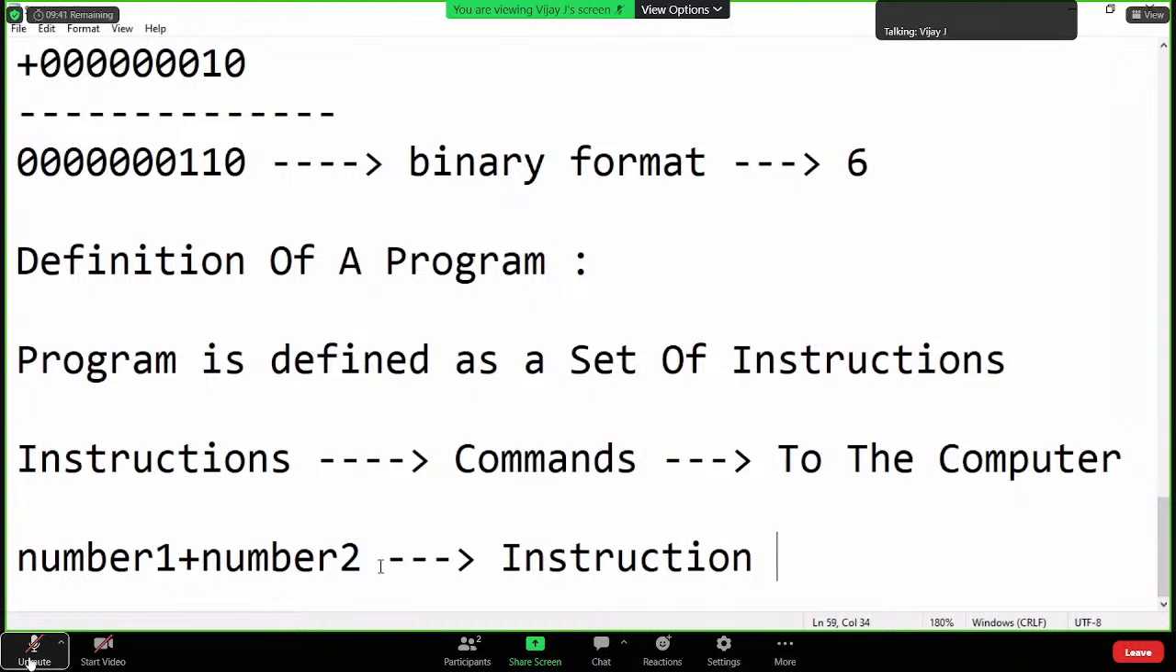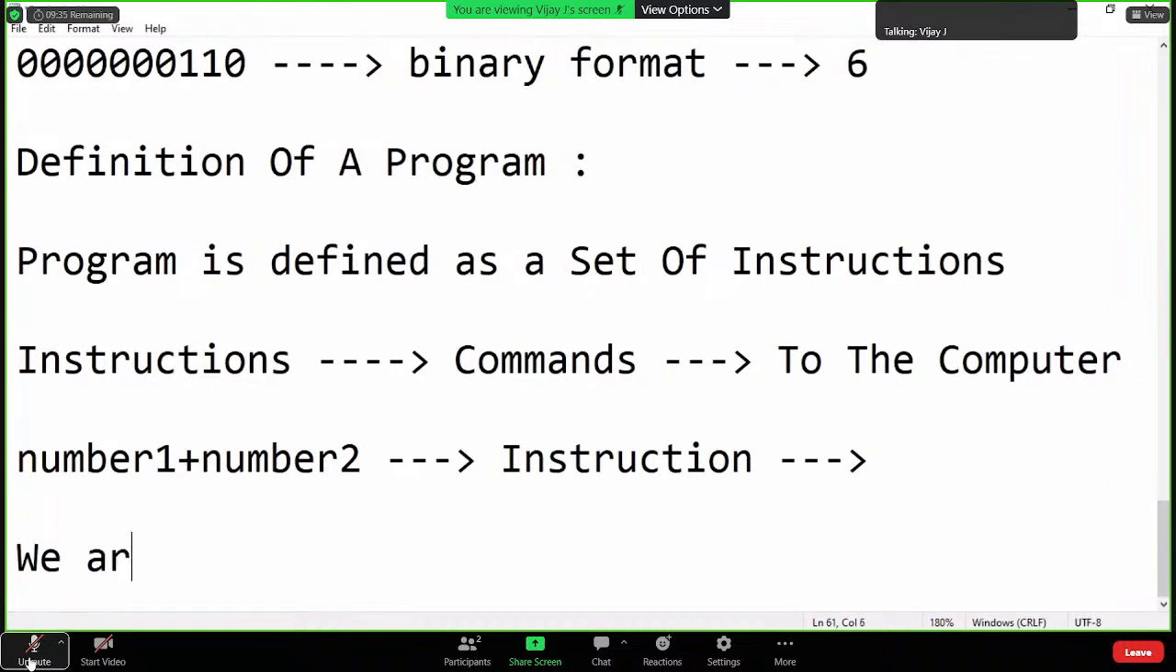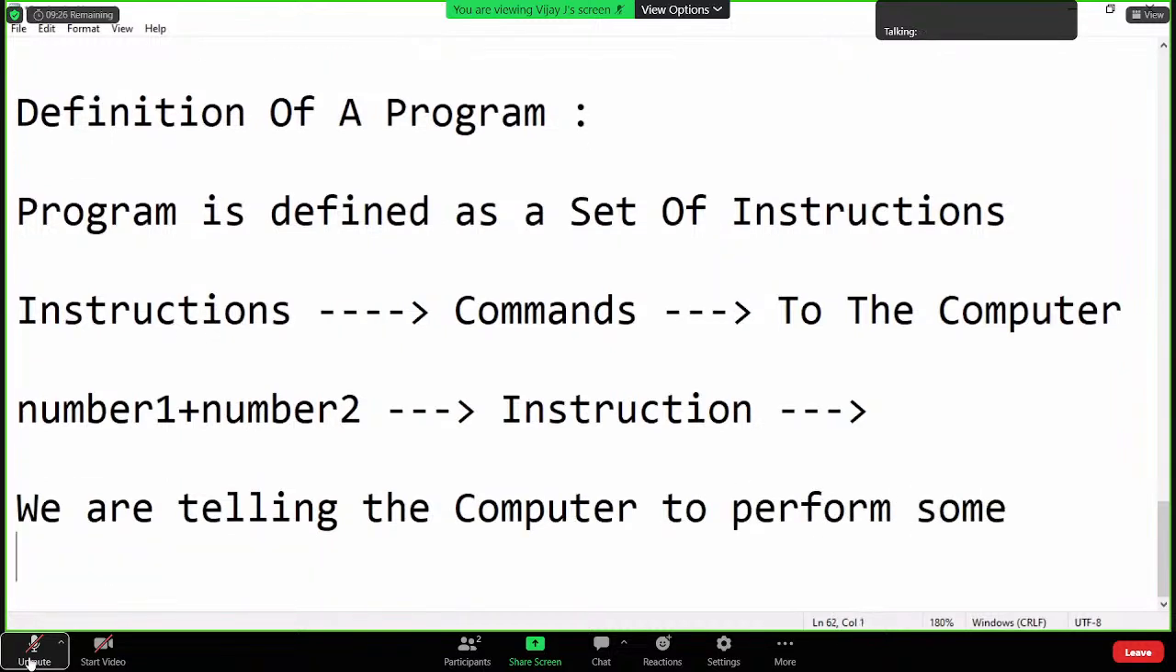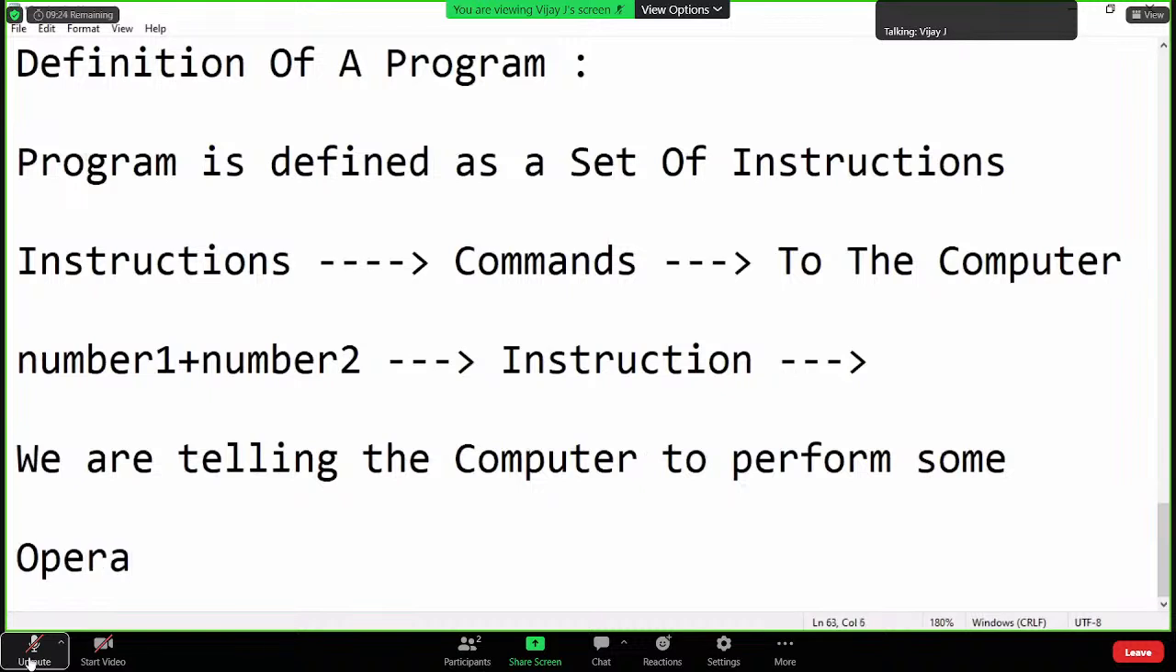Okay. So we are giving this instruction to whom? To the computer. In other terms, we are telling the computer to perform some operation. Is that clear? We are telling the computer to perform some operation. As I have told you, this is also called a computation.